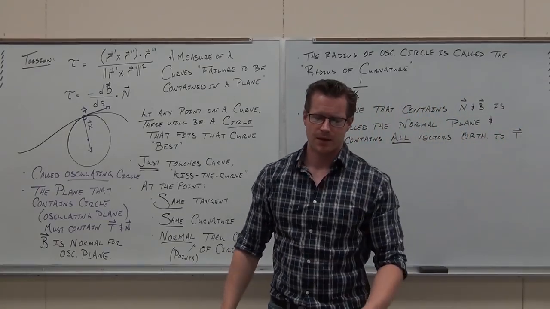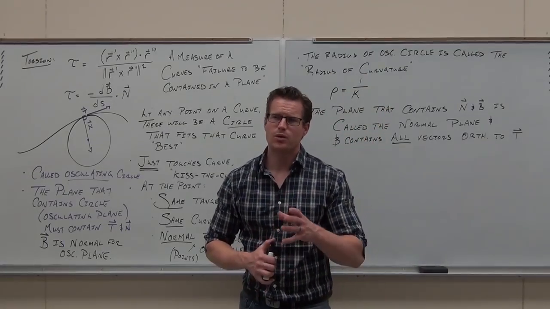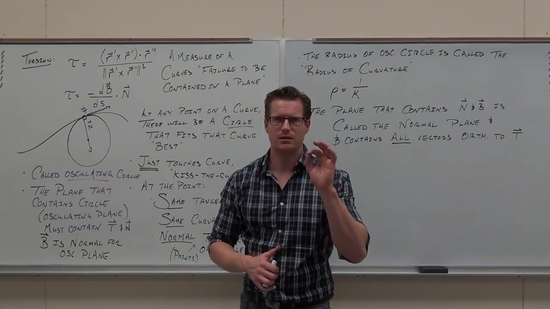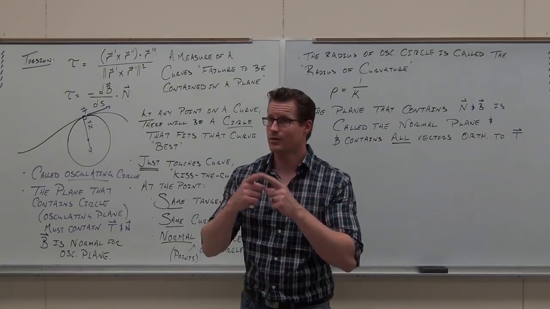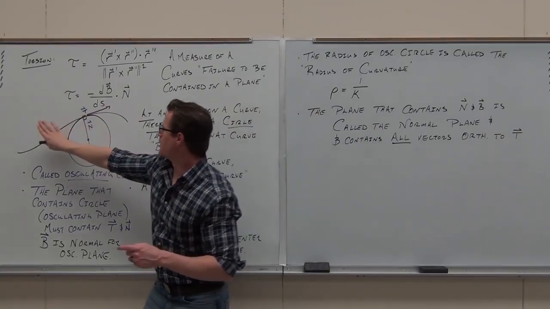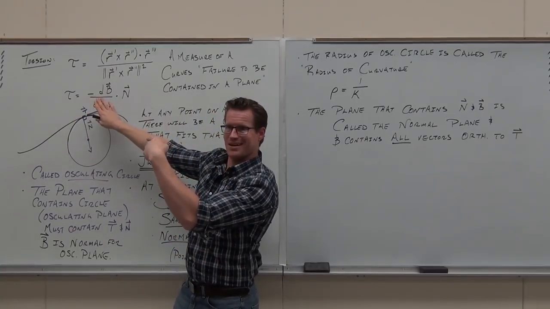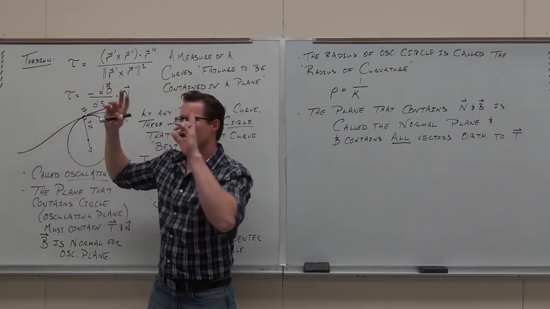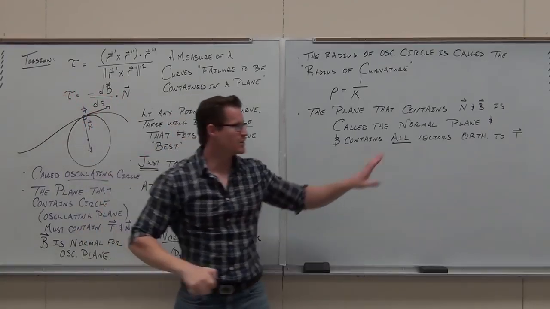How about this? If I wanted to describe, and you guys know this stuff, so I want answers. In order to define a plane, I need a point. Do I have a point? Yes. If I wanted to define the osculating plane, my normal is B. With me? If I wanted to find the normal plane, the one that has N and B in it, what's the normal to that plane? T. T would be the normal for this plane.